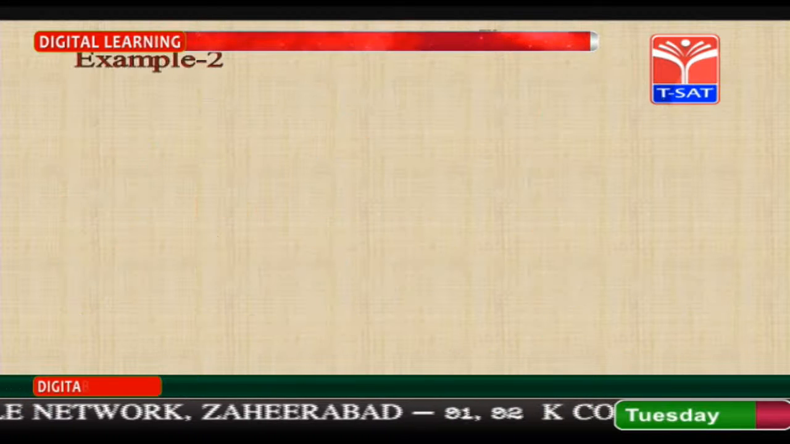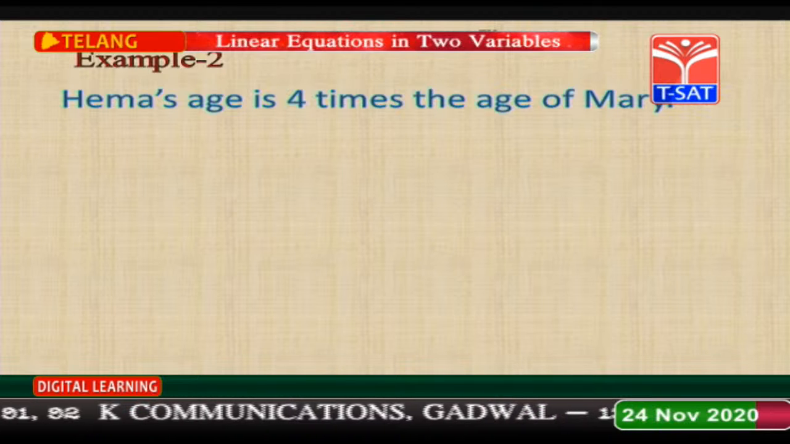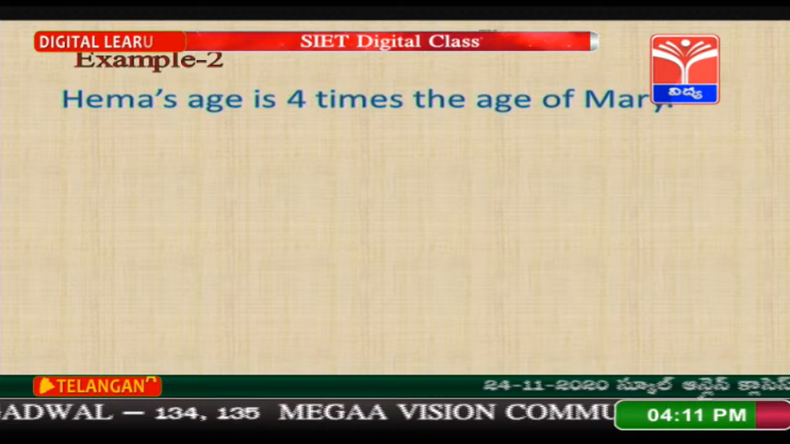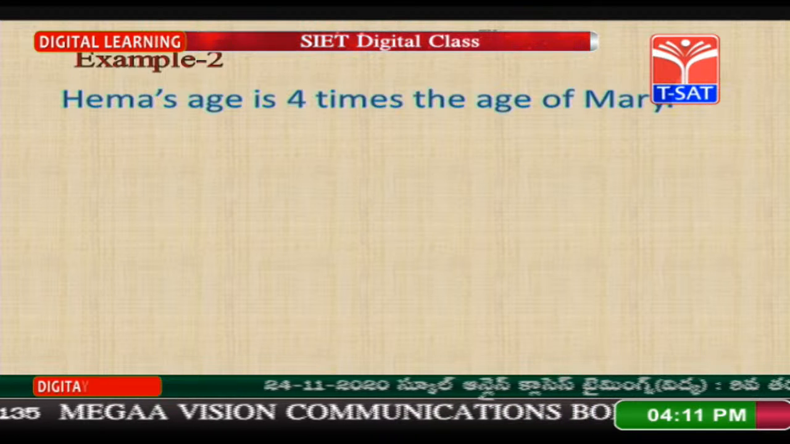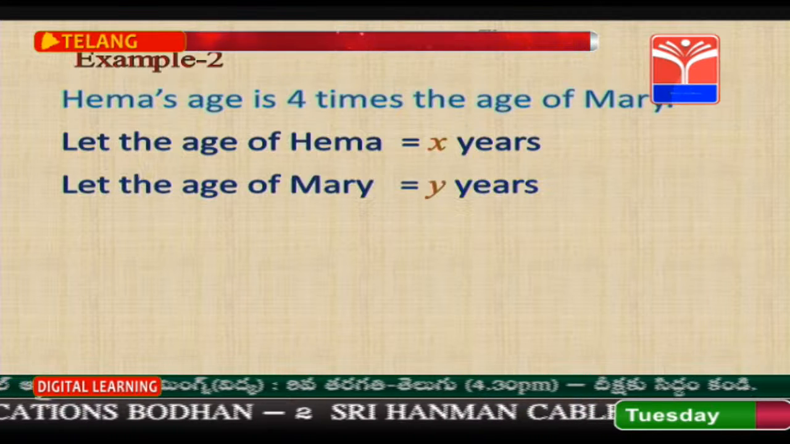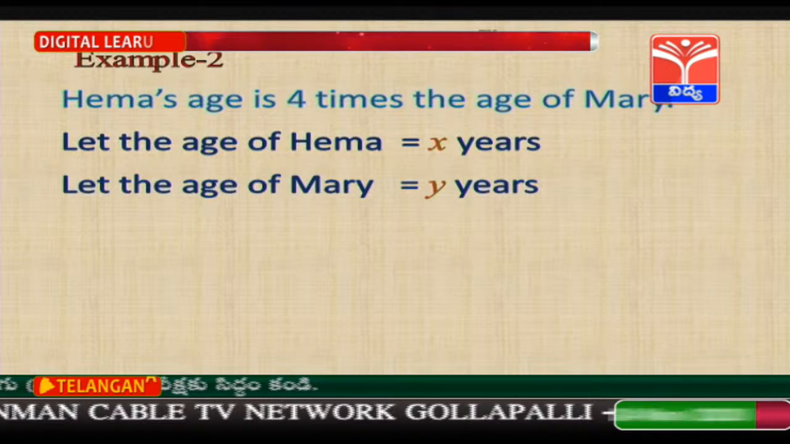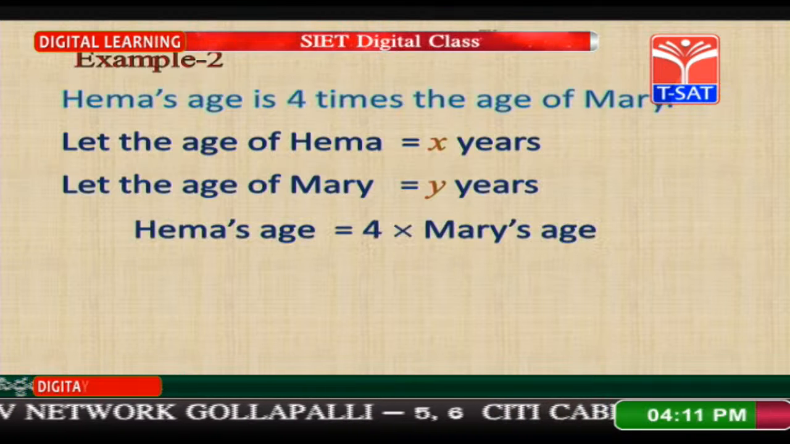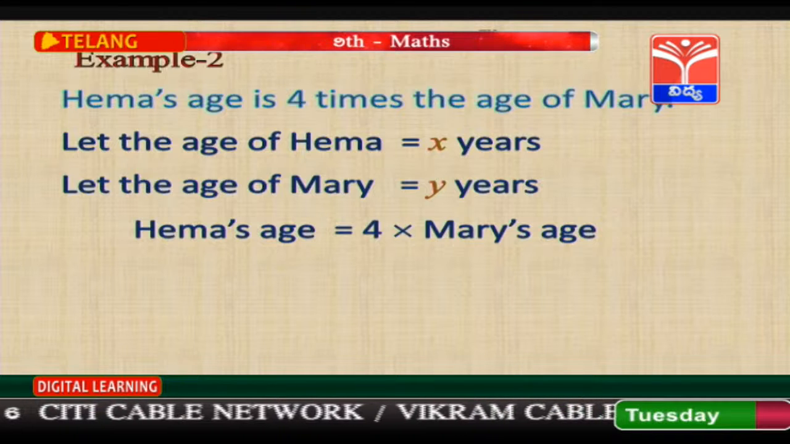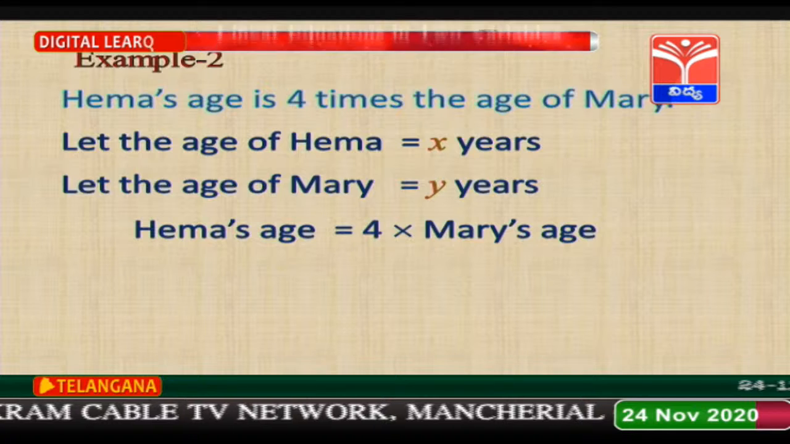Now, we will have one more example. Hema's age is 4 times the age of Mary. When you say times, it is always a multiplication. Let the age of Hema be x years, and the age of Mary be y years. So, we have a condition: Hema's age is equal to 4 times Mary's age, which means Hema's age is equal to 4 into the age of Mary.